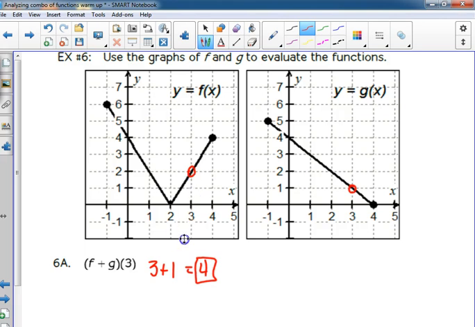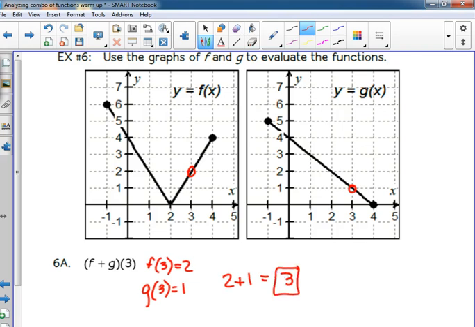Oh, that was 2? Thank you. Can I be a little more confusing? This was 2, F of 3 was 2, G of 3 was 1, and 2 plus 1 on a good day is 3. Okay, better? Are we good? This is the F function, this is the G function.